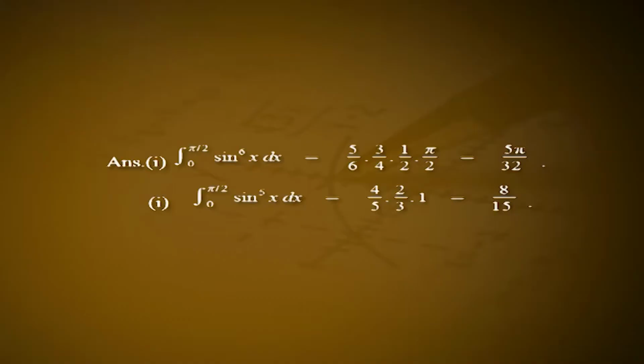Example 5. Evaluate, first one, integral from 0 to pi by 2 of sin raised to 6 x dx, and second one, integral from 0 to pi by 2 of sin raised to 5 x dx. Answer, first one: integral from 0 to pi by 2 of sin raised to 6 x dx is equal to 5 by 6 into 3 by 4 into 1 by 2 into pi by 2, which is equal to 5 pi divided by 32. And second one: integral from 0 to pi by 2 of sin raised to 5 x dx is equal to 4 by 5 into 2 by 3 into 1, which is equal to 8 by 15.